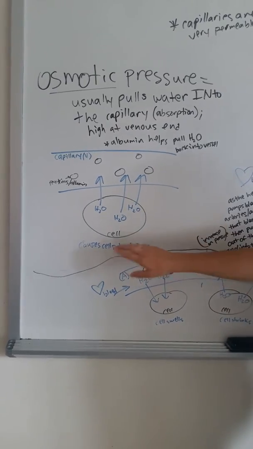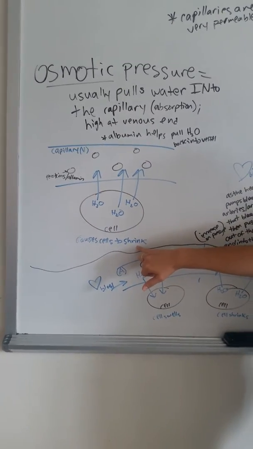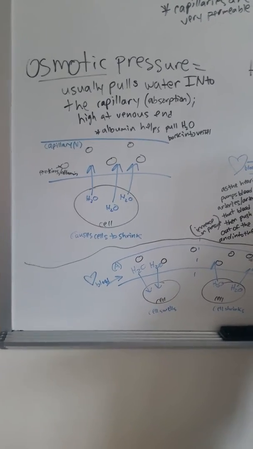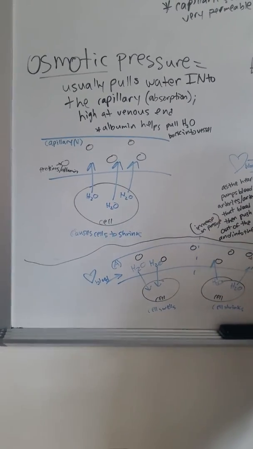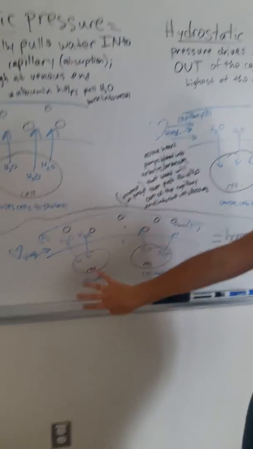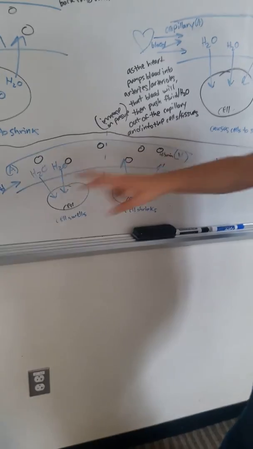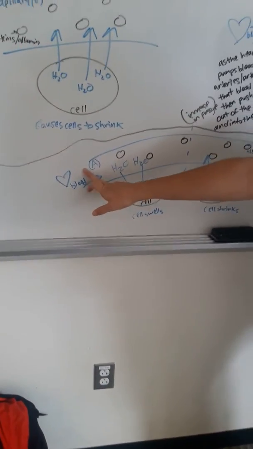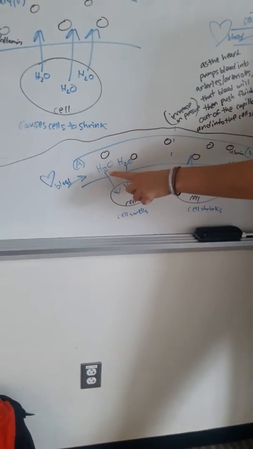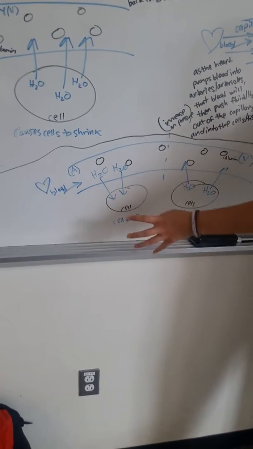So then that causes the cells to shrink, but not really shrink, just to shrink back to normal, unless there actually is something wrong, like a disease, then it's all whacked out. But down here, when it's all together, here we are at the arterial end, the heart is pumping blood, which means it's going to cause water to come out and go into the cells.